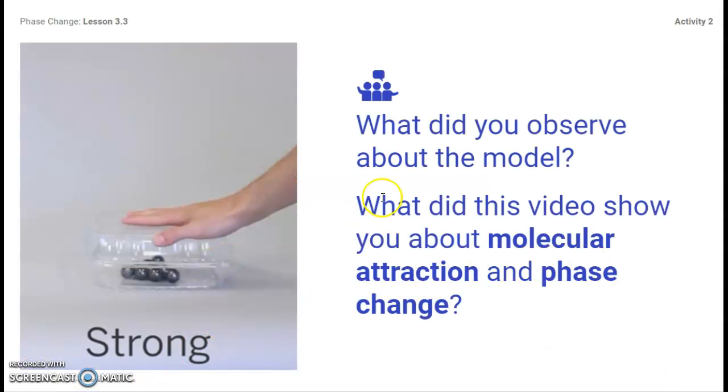So in that video, what did you observe about the model? What did this video show you about molecular attraction and phase changes? So hopefully you saw a difference between the stronger magnets and the weaker magnets. When we saw more energy was transferred into the stronger magnets, they needed to have more of that energy in order to make their freedom of movement increase. So this model actually shows the idea that more energy must be transferred to a substance that has a higher molecular attraction in order to make it change its phase. The model also shows the idea that the substance with the higher molecular attraction will condense or freeze more easily than one that has a different type of attraction.